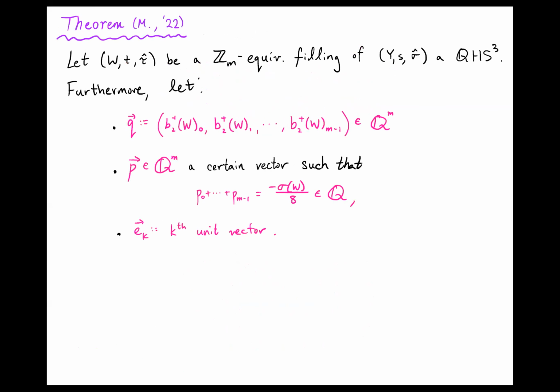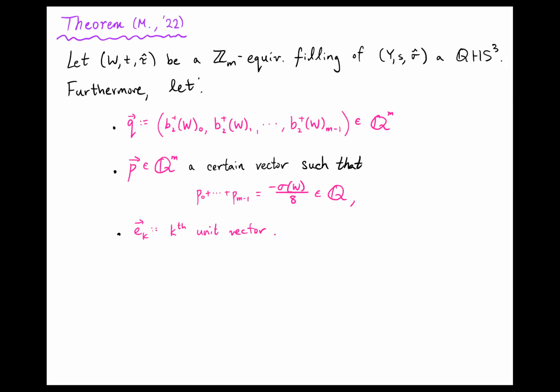And then finally we have the following theorem, which I'll end on this slide. Let W be a Z mod M equivariant filling of some rational homology 3-sphere Y. Let Q be the vector inside of Q^M, which is this equivariant decomposition of P2 plus as a vector. We're going to let P be a certain vector. I'm not going to go into it. It's like an equivariant decomposition of the signature, but it's not an equivariant signature. It's a little annoying, but if you add up all its components, it's equal to minus the signature of W over 8. And then let E sub K be the K-th vector.